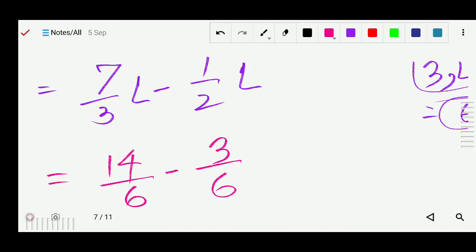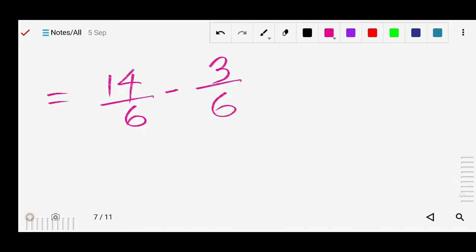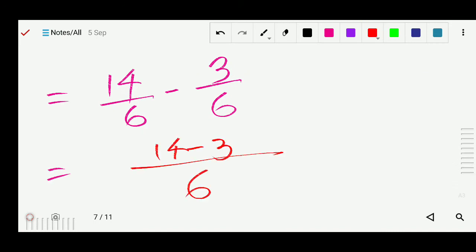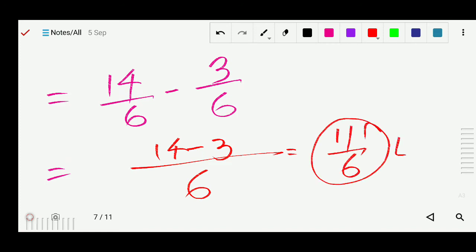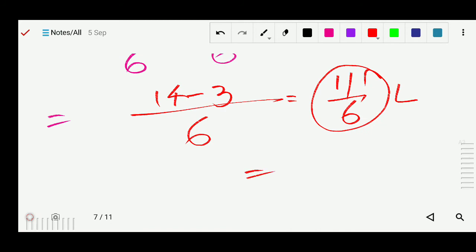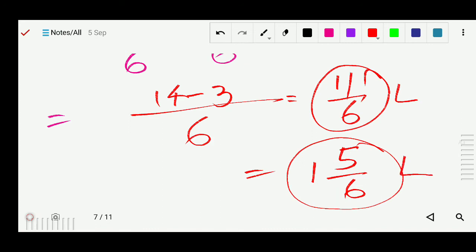You have to make the denominators equal by yourself; I am solving directly. Now next you write 6 here, and here you write 14 minus 3. So you will get 11 by 6 liter of petrol. It was spent during the ride. Now you can make it a mixed fraction also. Dividing 11 by 6, you will get 1 and 5 by 6. So this is your answer, 1 and 5 by 6 liter. Okay.